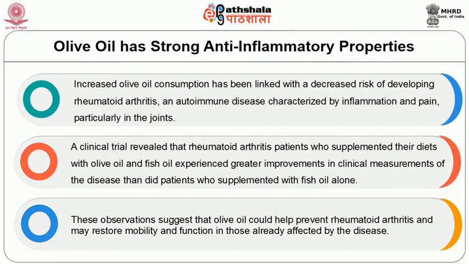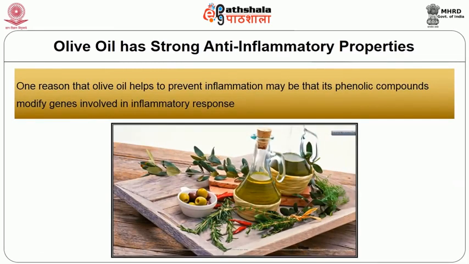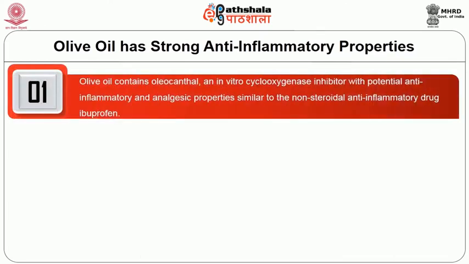These observations suggest that olive oil could help prevent rheumatoid arthritis and may restore mobility and function in those already affected by the disease. One reason that olive oil helps to prevent inflammation may be that its phenolic compounds modify genes involved in inflammatory response. Olive oil contains oleocanthal, an in vitro cyclooxygenase inhibitor with potential anti-inflammatory and analgesic properties similar to the non-steroid anti-inflammatory drug ibuprofen.